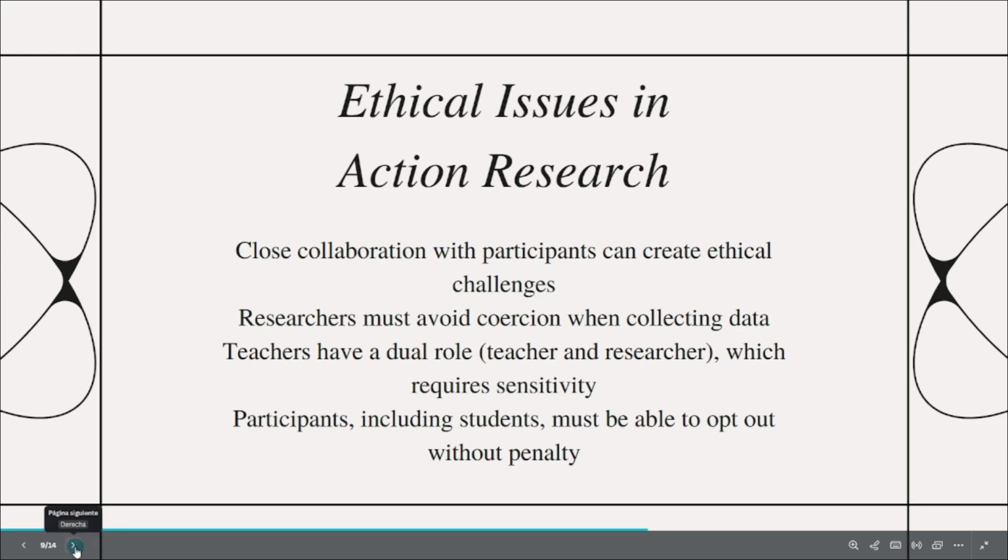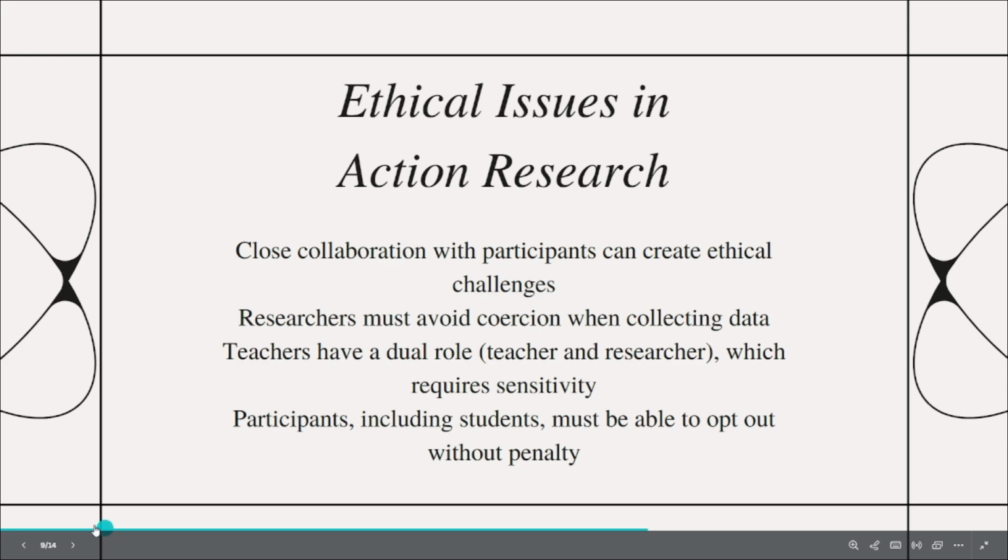Okay, ethical issues in action research. Action research can create ethical challenges because the researcher works very closely with participants, often in their own classrooms. Because of these relationships, it's important to avoid coercion, meaning participants should never feel forced to take part in the research. Teachers also have a dual role as both teacher and researcher, so they must act carefully and ethically. Students or participants must always have the right to withdraw from the study without any penalty.